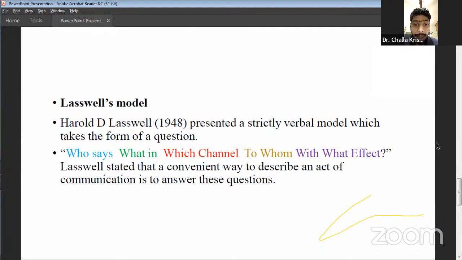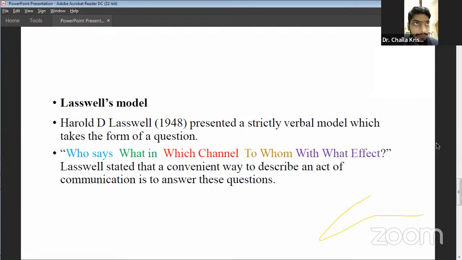Lasswell's model is completely devoid of body language and non-verbal cues. It is strictly a verbal model. Verbal communication, as I've already told you, covers listening, speaking, reading, and writing. So Harold D. Lasswell's model only encompasses verbal communication. He says: who says what, in which channel, to whom, with what effect.